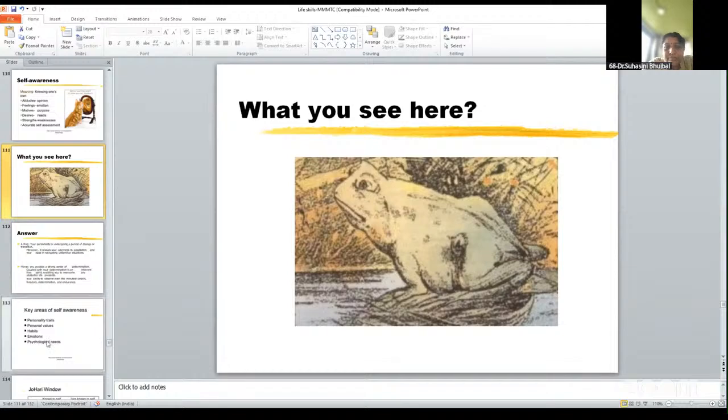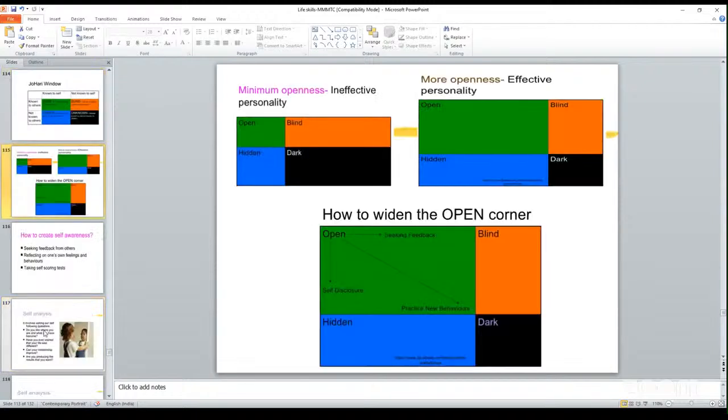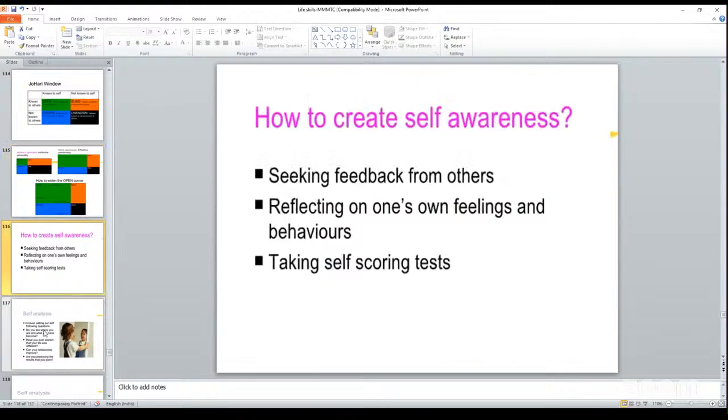Yes, sir. Okay. Now, what are the key areas of self-awareness? These are the key areas: your personality traits, the values which you attach, your habits, and your emotions and psychological needs. All of this determines the self-awareness part of it. I'm not going to do it because we don't have time, we are left with a few minutes.